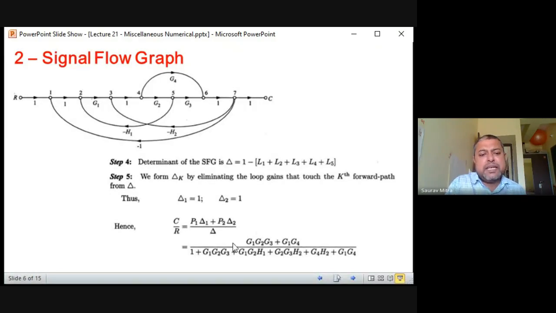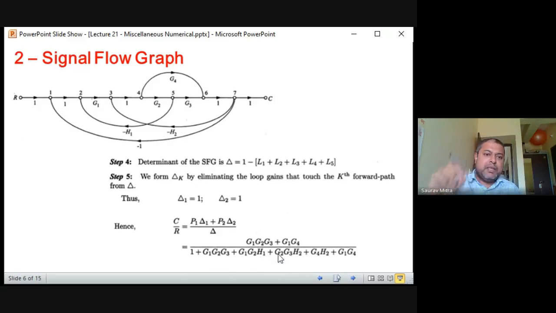So what is the transfer function directly? P1 plus P2 divided by 1 plus L1 plus L2 plus L3 plus L4 plus L5. And there are no pair of non-touching loops. So that's why there are only 6 terms in the denominator, 2 terms in the numerator.